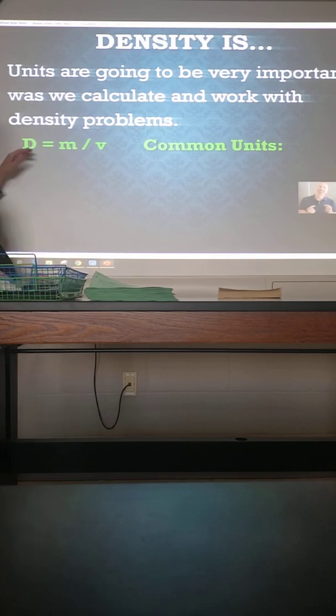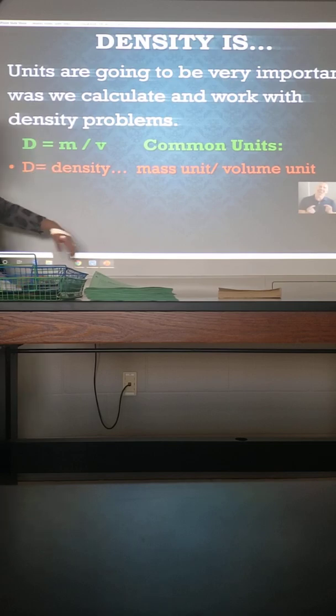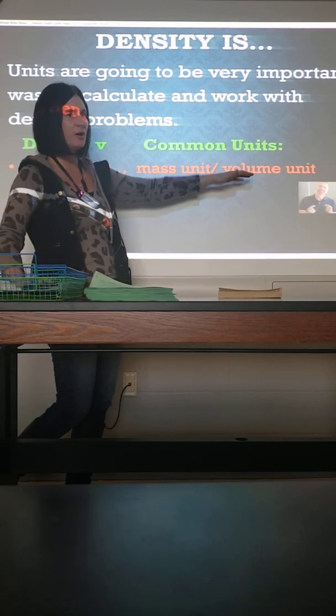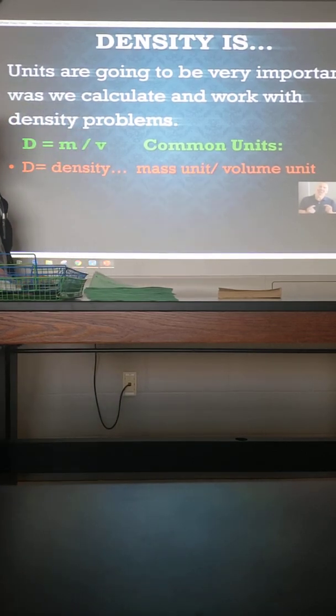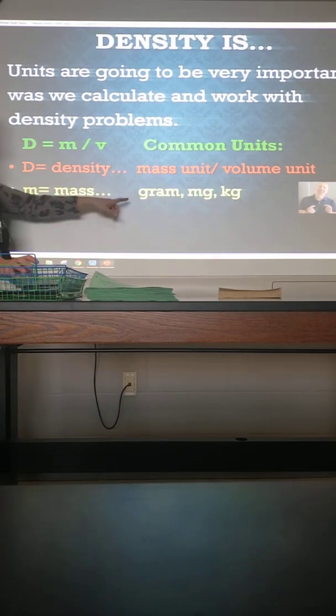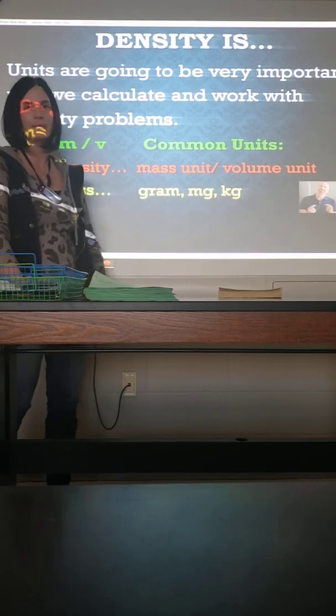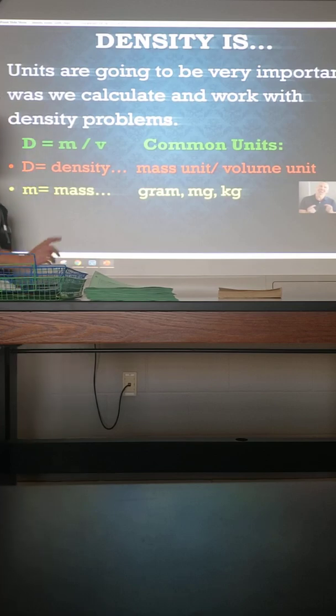And so when we're dealing with these three variables, D for density, common units are going to be a mass unit divided by a volume unit. And you're like, well, what are mass and volume units? Well, mass units are typically going to be the gram, the milligram, and usually the kilogram. Right, those are going to be our common ones. I think you're just filling in these letters in front of your equal signs.